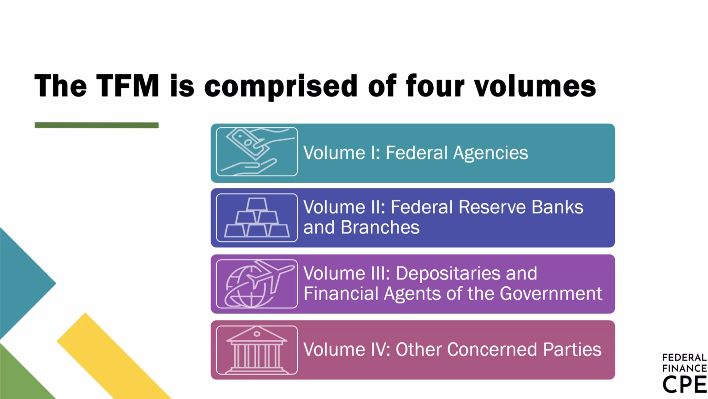But what's in the TFM? Well, there's really 4 components, or volumes. Volume 1 is specific to federal agencies. Volume 2 is going to relate to Federal Reserve banks and branches. Volume 3 is related to depositories and financial agents of the U.S. government. And Volume 4 is for other concerned parties.